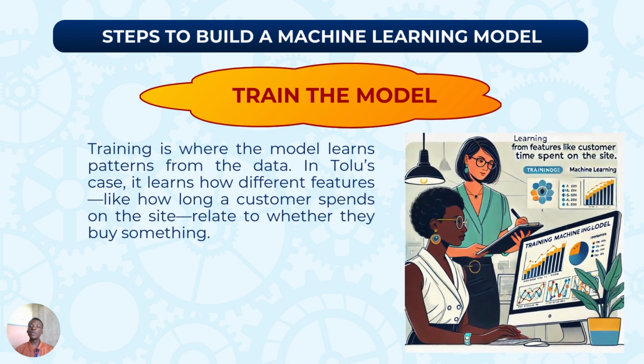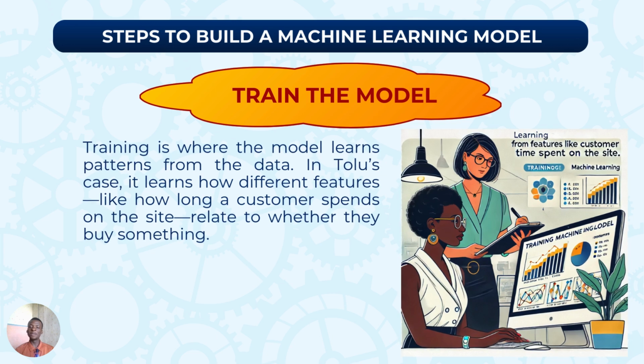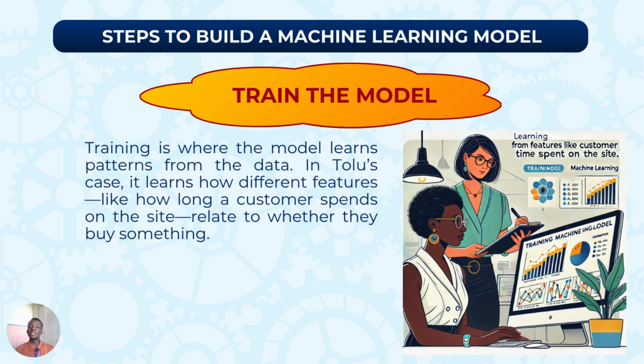Once she picks a model, it's time to train it. This is the interesting part of building a machine learning model. Training is where the model learns patterns from the data. In Tolu's case, it learns how different features, like how long a customer spends on the site, relate to whether they buy something. The model adjusts and refines itself based on these patterns.